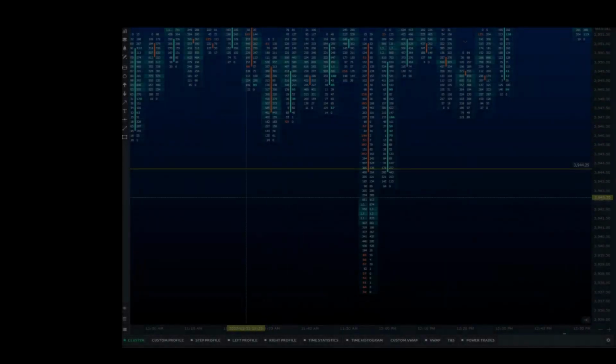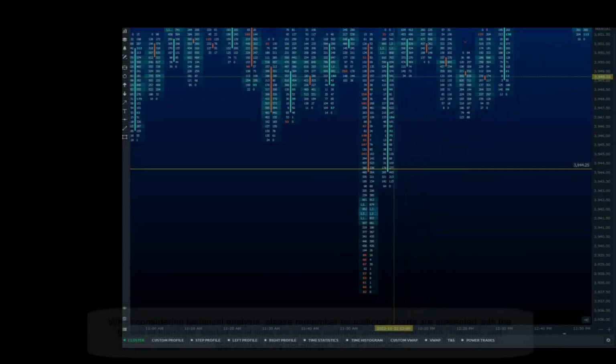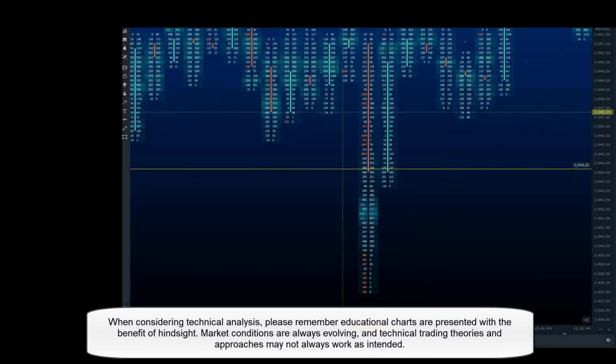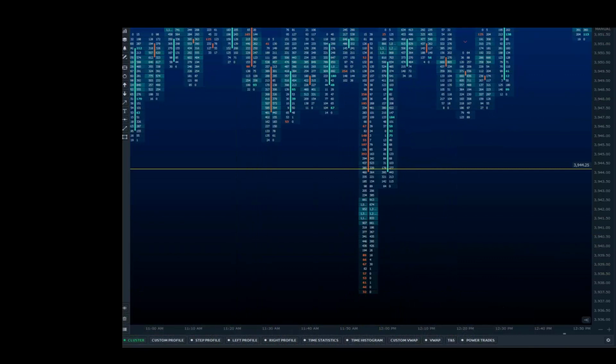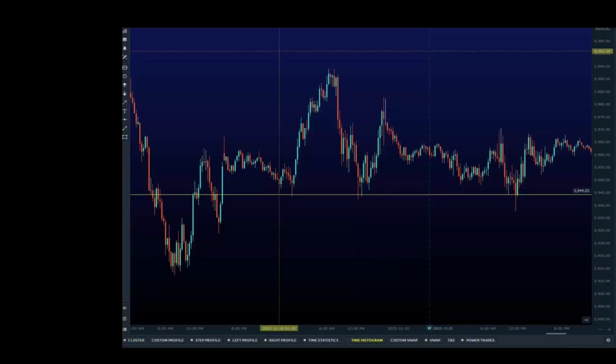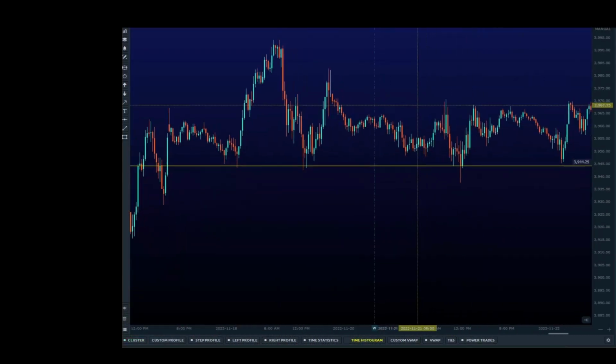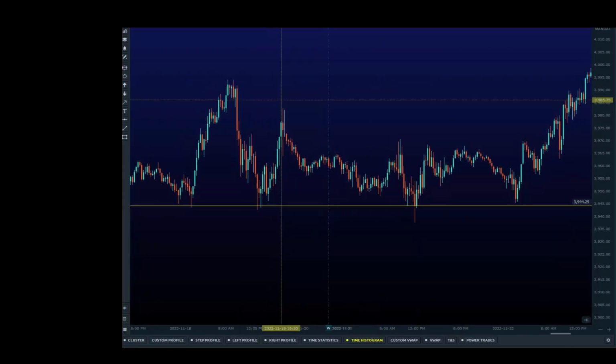So for this video, I'm going to assume everybody has a basic understanding of cluster charts, also known as footprint charts, what they mean, what all these numbers mean, what the red numbers mean, what the blue numbers mean, etc., and so forth. And I'm going to assume everybody also has a general understanding of candlestick charts.